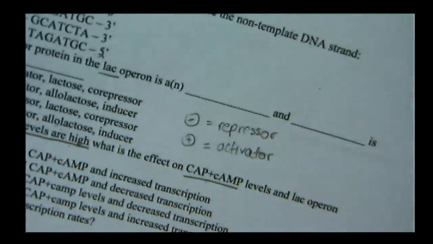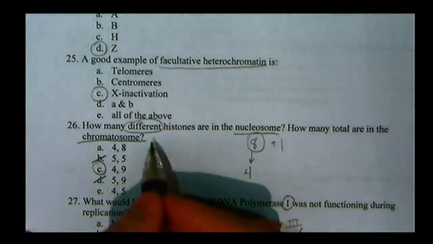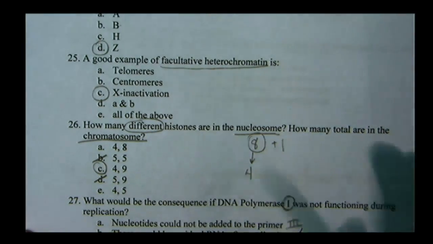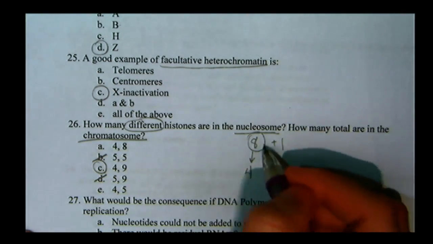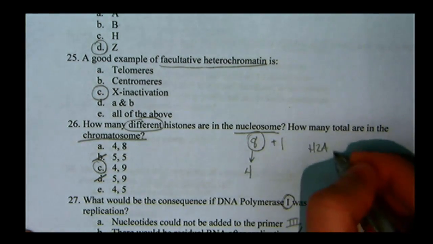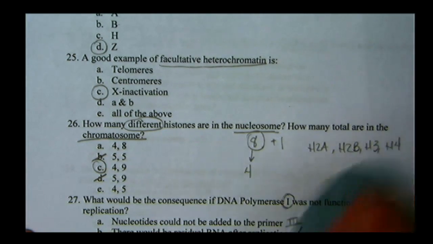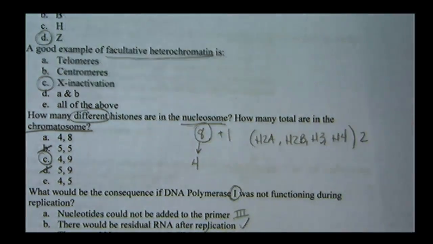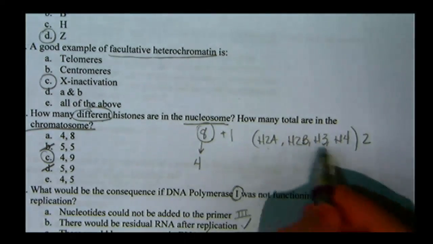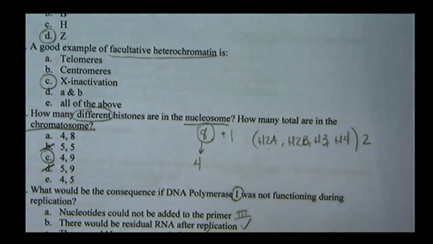Okay, so here, did you want me to explain it, or you just want to see it again? Yeah, sure. Okay, so different histones in the nucleosome. You know in the nucleosome there are 8 total, and that would be your H2A, H2B, H3, and H4. But you're going to have 2 of each of these to make your octet. So different histones, you're only going to have 4. You'll have 8 total, but only 4 different. In your chromosome, that's the entire complex, so that would be the 8 here, plus your 1 H1. That would give you a total of 9.